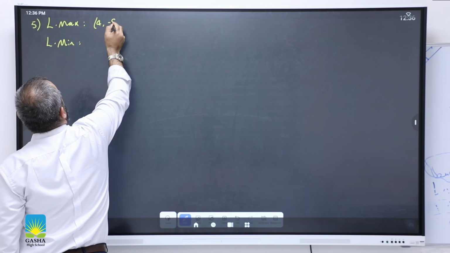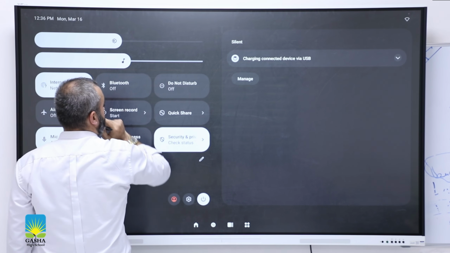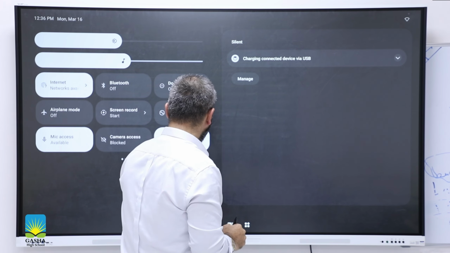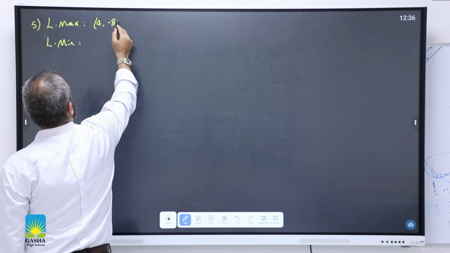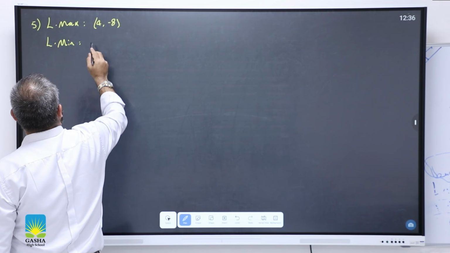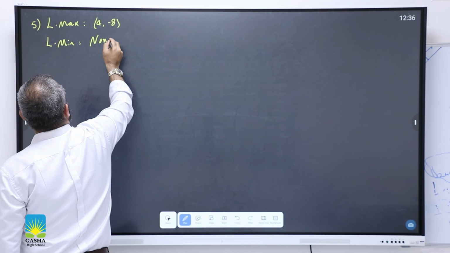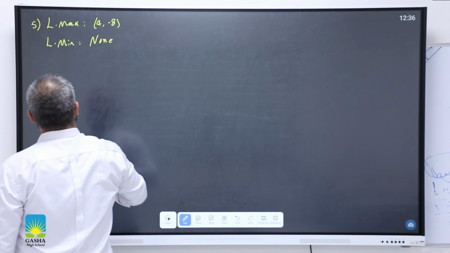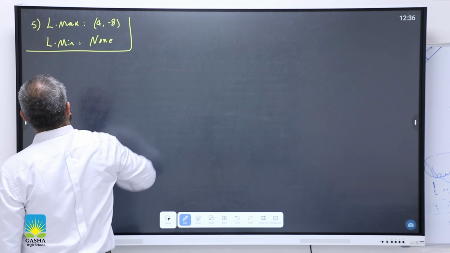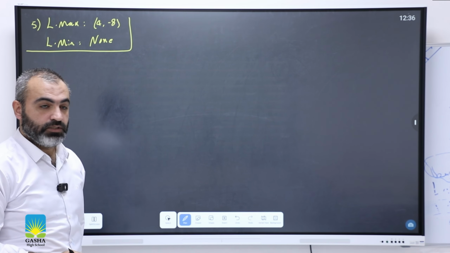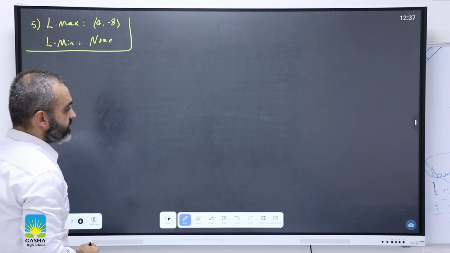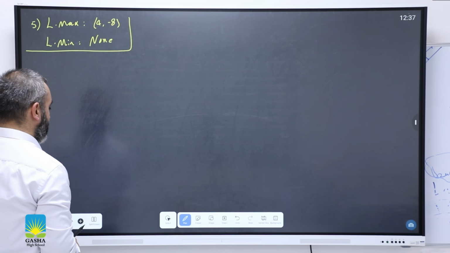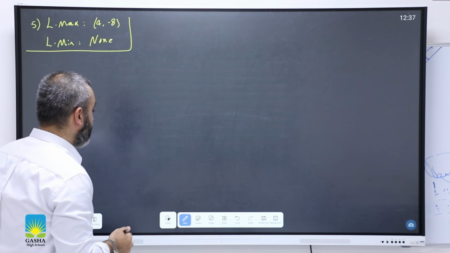4 and -8 is the local max, and we have no local min, right? So this is the final question about this example.